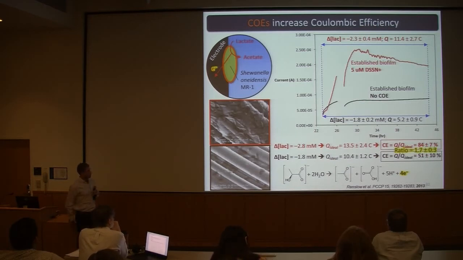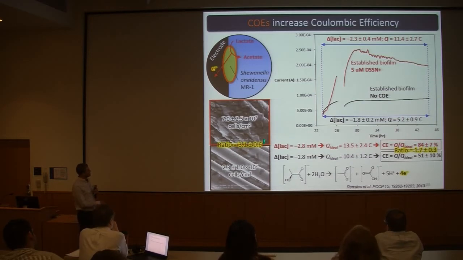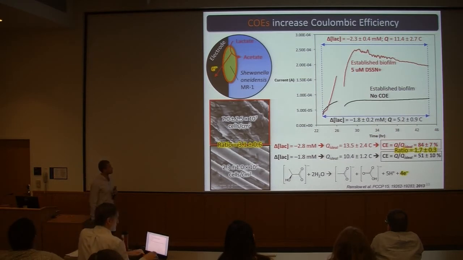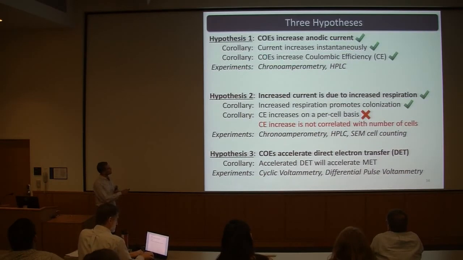And so if you look at the ratio between these two things, it's about 1.7, so it's a 70% increase in the Coulombic efficiency. But that's compared to the number of cells on the electrode, which has increased by 3.1-fold. So if we actually compare these numbers, it doesn't seem that the cells are getting better on a per cell basis. So that's kind of interesting. It seems like the bulk system is getting better, but it's not because each individual cell is getting better at transferring charge. So if we go back to this, we have indeed improved Coulombic efficiency, but it's not happening on a per cell basis. That doesn't seem to be correlated with the number of cells.